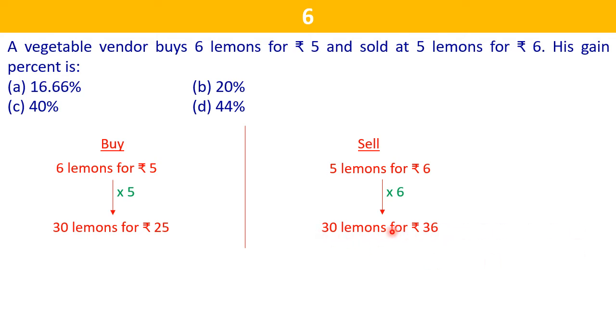Now the buying quantity and selling quantity are equal. So what is the cost price he is spending? 25 rupees to buy 30 lemons. And what is the selling price he is receiving? 36 rupees by selling 30 lemons. Now, what is the profit percent? Profit percent is selling price minus cost price divided by cost price multiplied by 100, which comes out to be 11 by 25 into 100, that is equal to 44%.